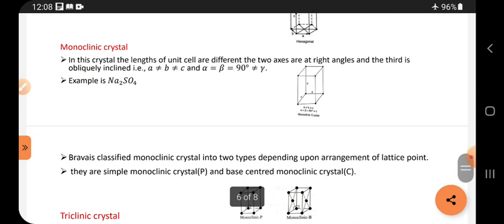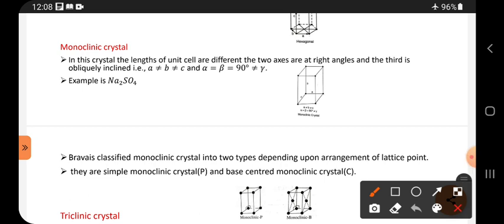Next, the sixth one, monoclinic crystal. In this crystal, the lengths of the unit cell edges are different. Two axes are at right angles, and the third one is obliquely inclined. Obliquely means with a certain bend, not 90 degrees. Other than 90 degrees is oblique.